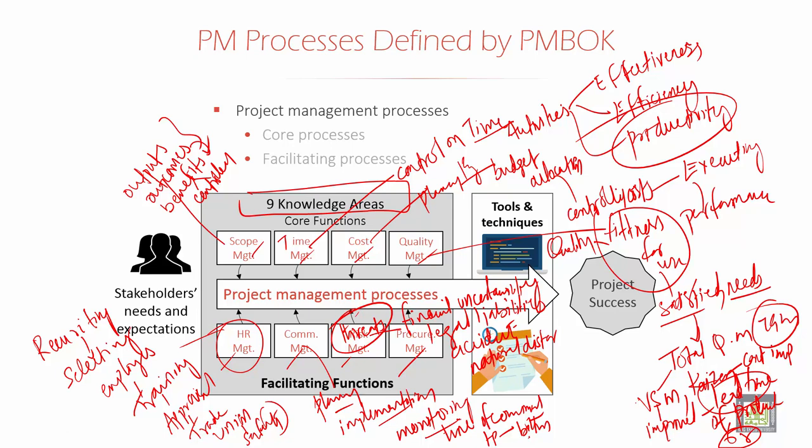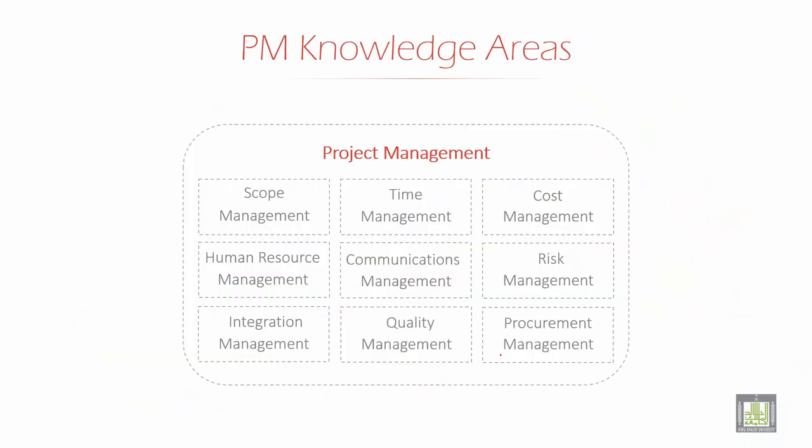And procurement management: how you manage all these resources in a very systematic manner is known as procurement management. Then you have the next slide, on management areas, like how you manage this. This is what we have seen in the last slide. I have given you the details about scope management, time management, cost management, human resource management, communication management, risk management, integration management, quality management, and procurement management.